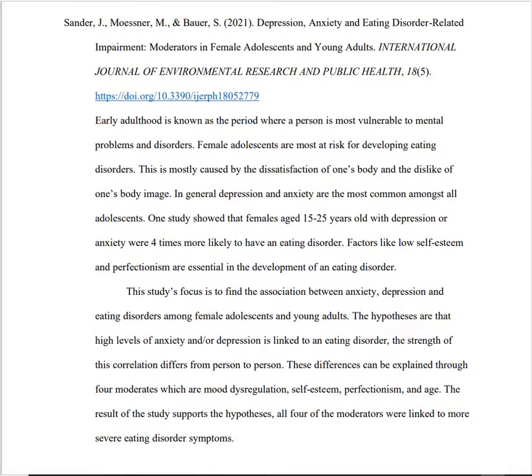And here we have the Journal of Environmental Research and Public Health, again with the list of authors, the year, and the title, Depression, Anxiety, and Eating Disorder Related Impairment, Moderators in Female, Adolescent, and Young Adults. So again, we see this ongoing process, and that's all an annotated bibliography is.